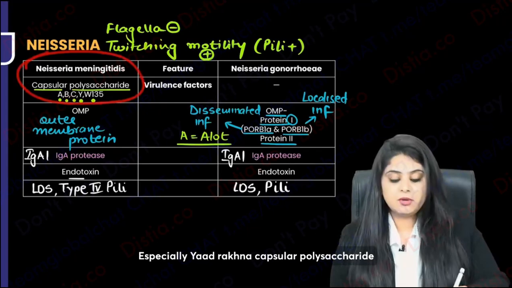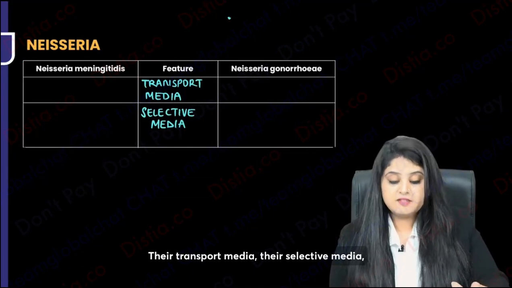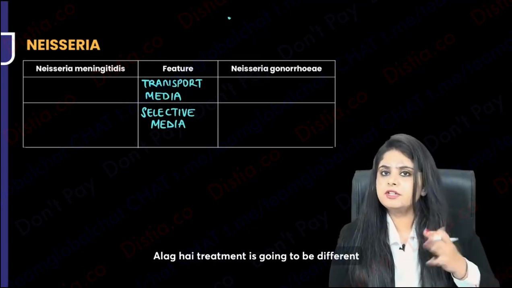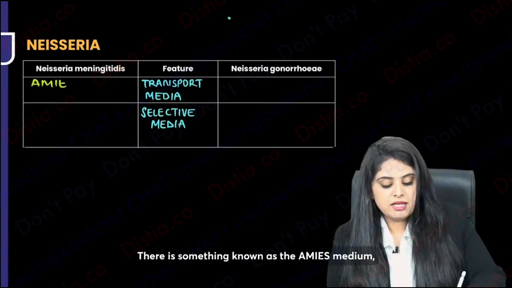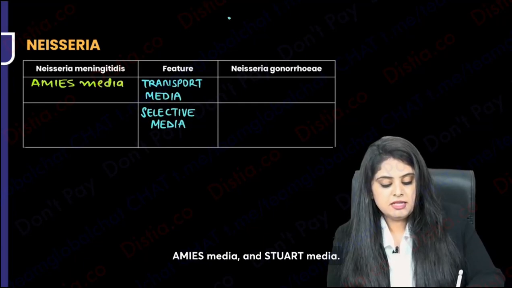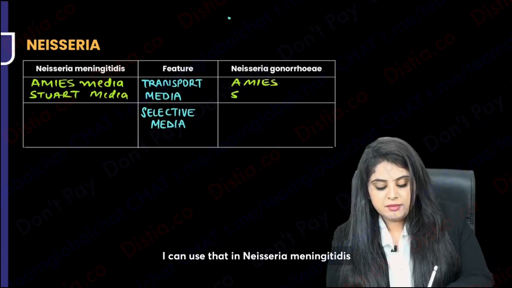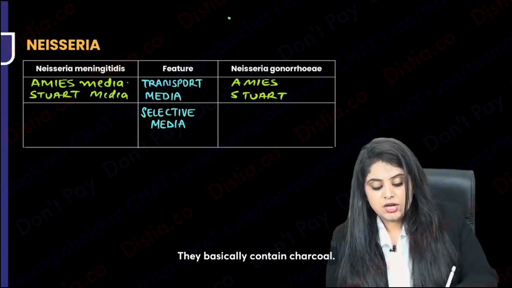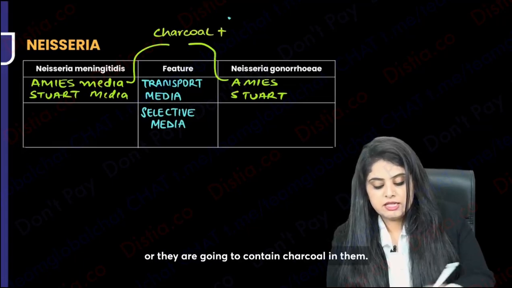Especially yaad rakhna hai capsular polysaccharide for meningitis, because now I can tell you their transport media, their selective media. I'm telling you the common points first. Then clinical features to alag hai. Treatment is going to be different. I'll talk about common features. What is the transport media? There is something known as the Ames media and Stewart's media. So Ames and Stewart media is something that I can use in both the places. I can use that in Neisseria meningitis and Neisseria gonorrhea. And what do they contain? They basically contain charcoal. That is what is the commonality between them. They are charcoal based, or they are going to contain charcoal in them.